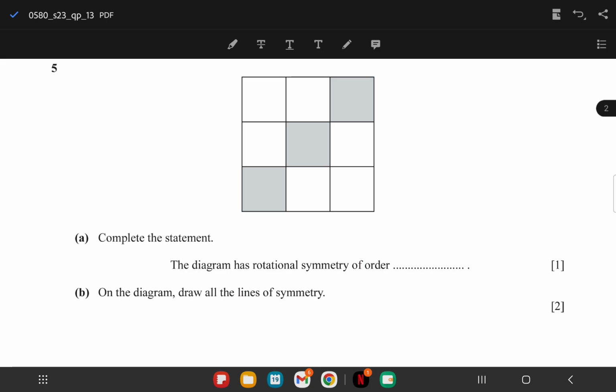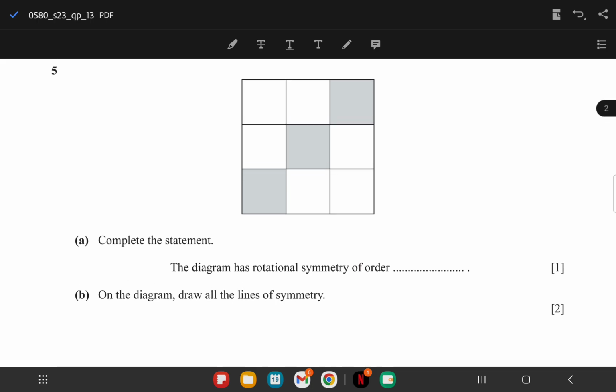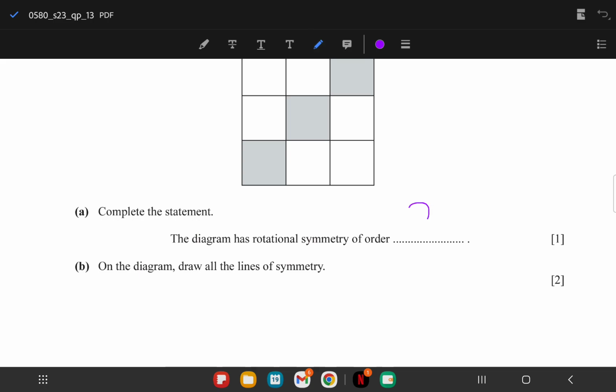Right, the next question. Complete the statement. The diagram has a rotational symmetry of which order? Rotational symmetry is the number of times you can rotate a shape through 360 degrees. And as you rotate, you watch to see how many times it goes back to its original arrangement. In this case, it's going to go 2 times. So our diagram is going to have an order of rotational symmetry of 2.